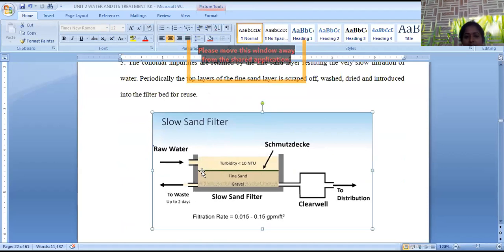This is a schematic representation of the sand filtering method. Raw water enters into this, and fine sand and gravel will be there. And this sand layer is used to absorb all the turbid matter present in the water, so that clear water comes out for distribution. And next is about disinfection.